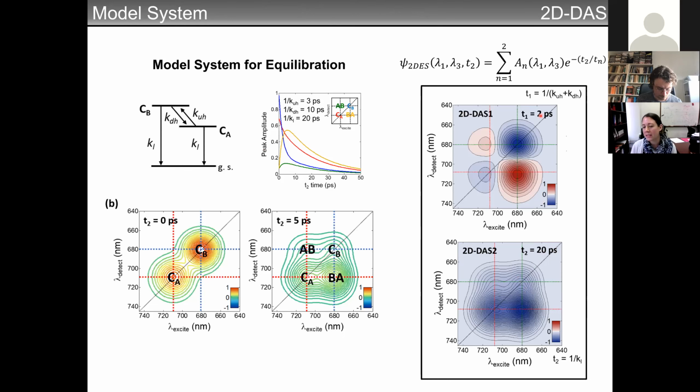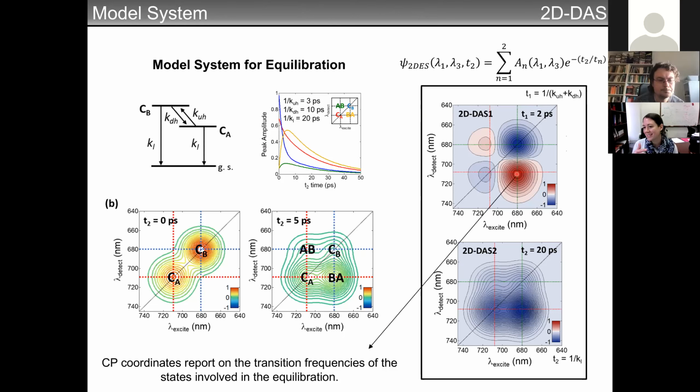Now if we look at this faster component, this component's evolving on the 2 picosecond time scale. And if we look at the pattern here, the diagonal peaks are decaying and the cross peaks are growing in. And so this is the time scale for equilibration, right? Given these uphill and downhill rate constants. So we have an equilibration, and we have this clear pattern for equilibration where we have these 4 peaks. So we have this box pattern. And from the position of the peaks in this box, we can extract the transitions of the states involved in the equilibration process.